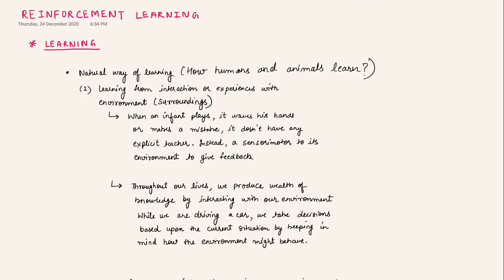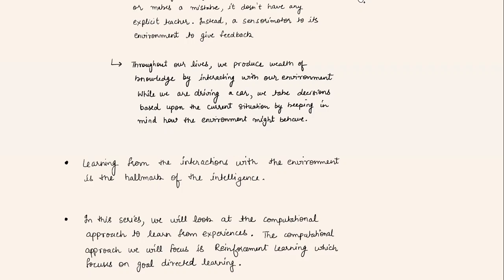For example, while we are driving a car, we take decisions based upon the current situation in front of us. While taking those decisions, we keep in mind how the environment might behave. Learning from interaction with the environment is the hallmark of intelligence. In this series, we will look at the computational approach to learning from experiences. The computational approach we will be focusing on is reinforcement learning, which focuses on goal-directed learning.